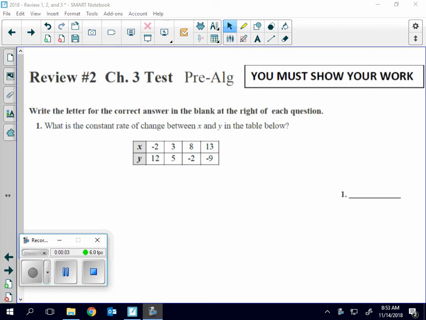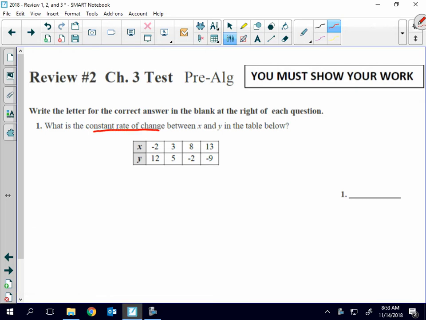This is review number 2 for chapter 3 test. Number 1, what is the constant rate of change between x and y in the table below? Well, constant rate of change, they want us to look for the slope.